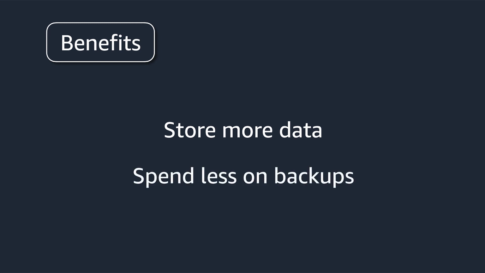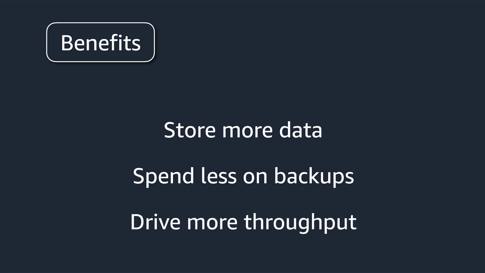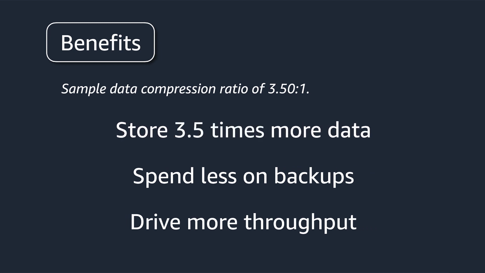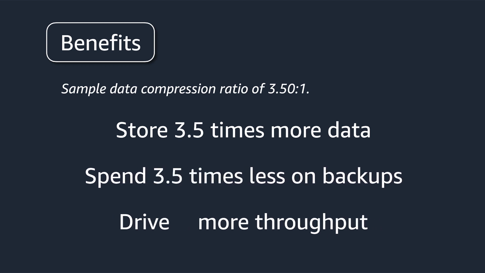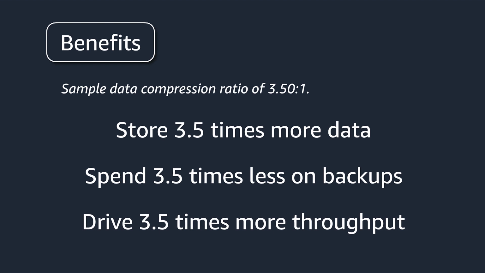There are a number of benefits related to data compression. You store more data in the same amount of space. You spend less on backups because the data you're backing up is compressed. And you drive more disk throughput to your file system because we can read and write more data in the same amount of time. If we use the same data compression ratio example of 3.5 to 1, we'll store 3.5 times more data, we'll spend 3.5 times less on backups, and we'll drive 3.5 times more throughput because of data compression.